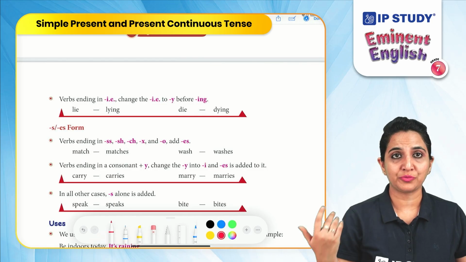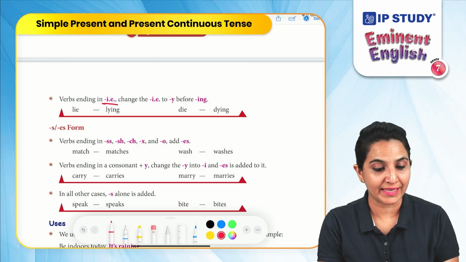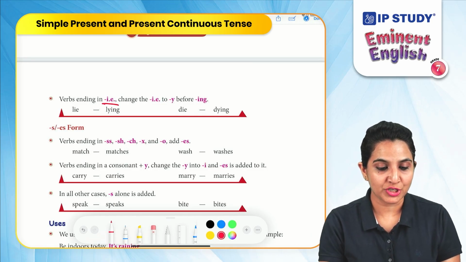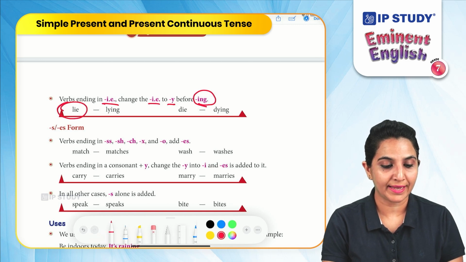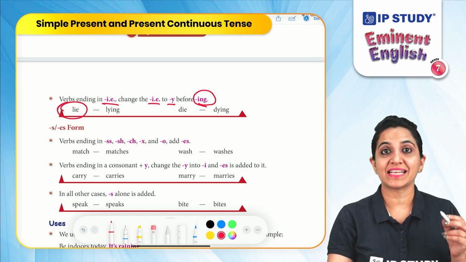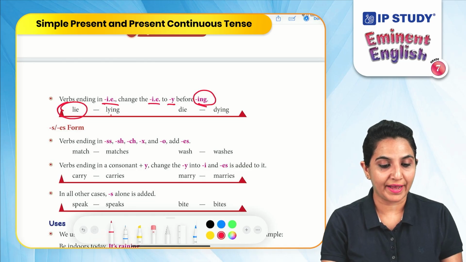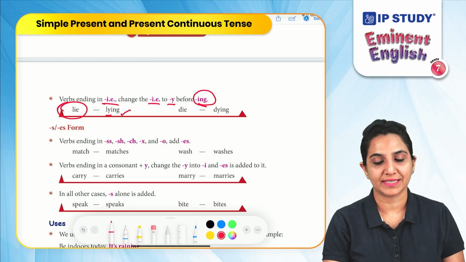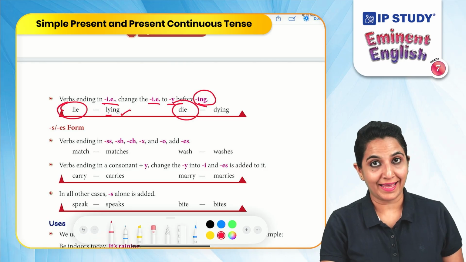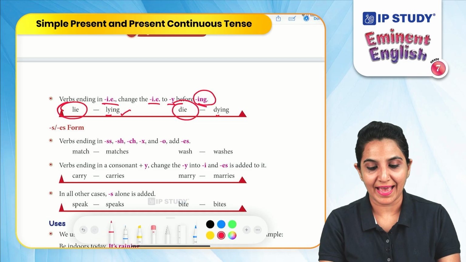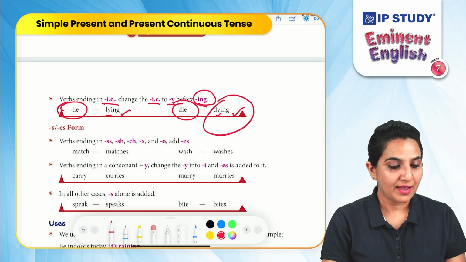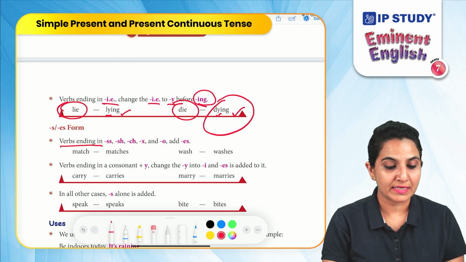Now how do you change verbs ending in ie? Just change the ie to y before adding ing. For example, lie: just replace ie with y and add ing to it. Die, again a verb ending with ie: replace ie with y and add ing. It becomes dying.